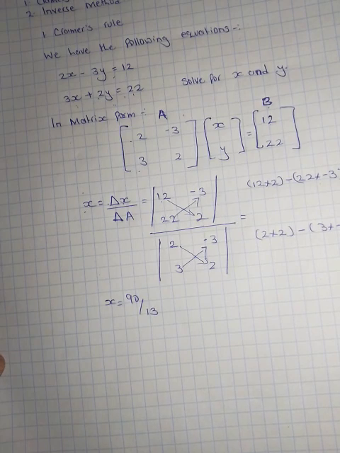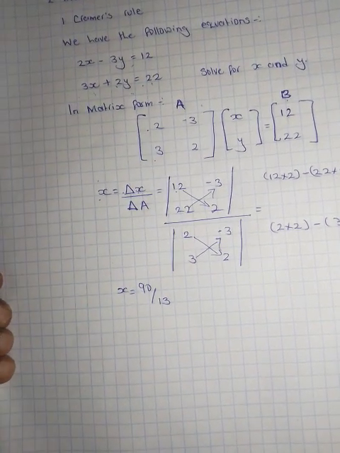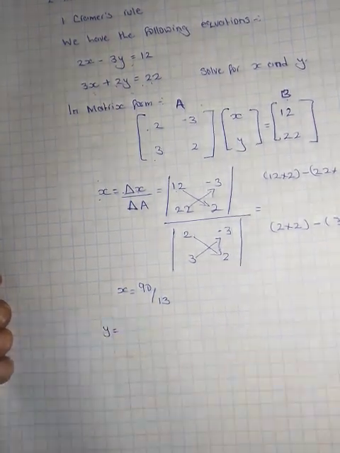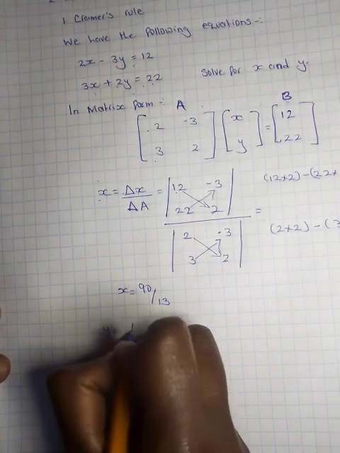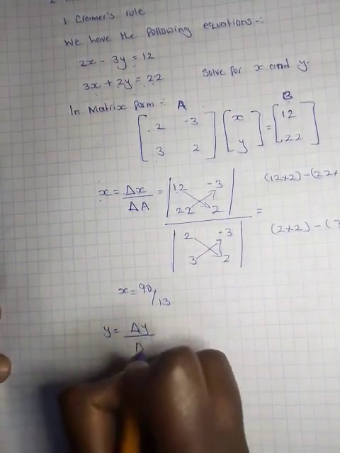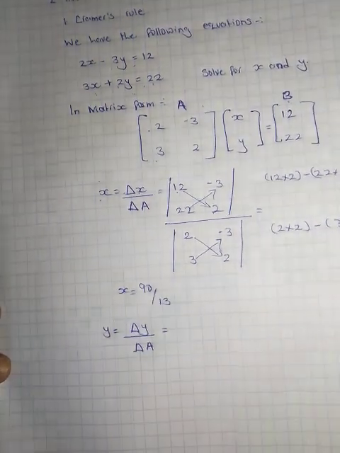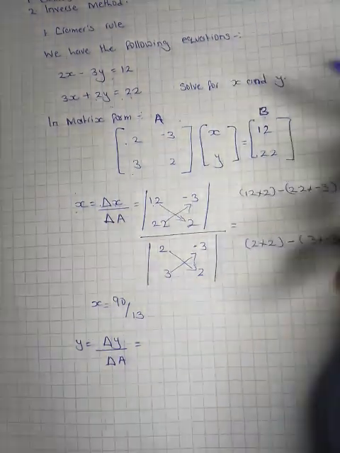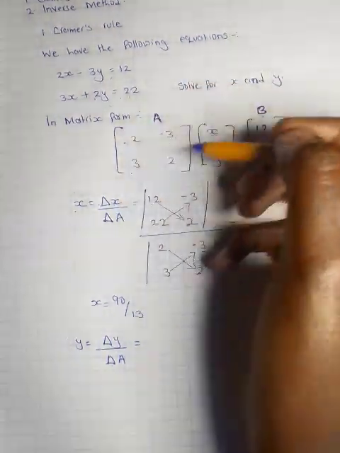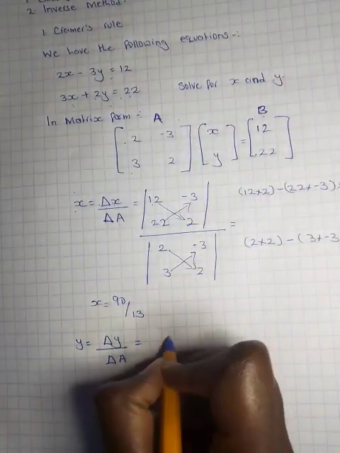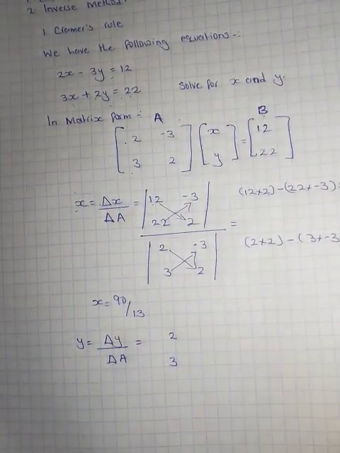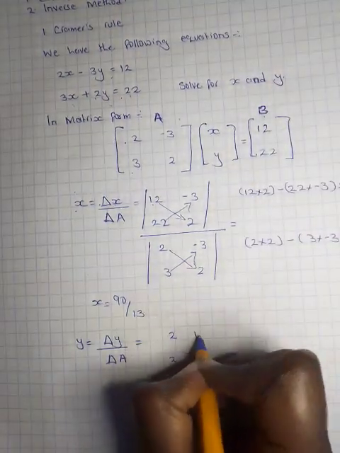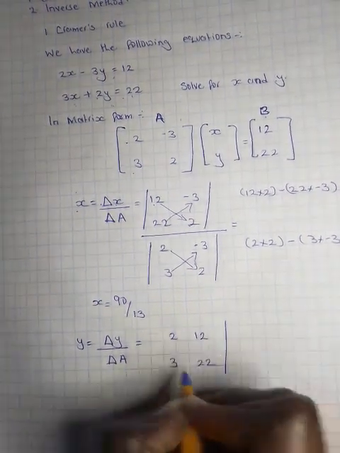It is that easy. Just with practice, of course, it gets easier. Now let's do y so that you're able to understand better. How do you look for y? Y is delta y over delta a. How do you get delta y? The same thing we did to get delta x. Now, instead of replacing the first column, you replace the second column. So we write the first column just as it is, and then the second column we replace with the right hand side, or rather b, 12, 22, and then you get the determinant.